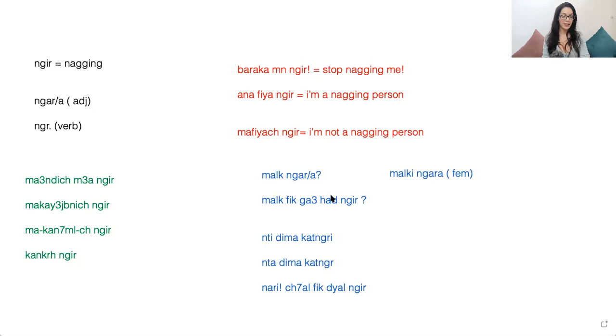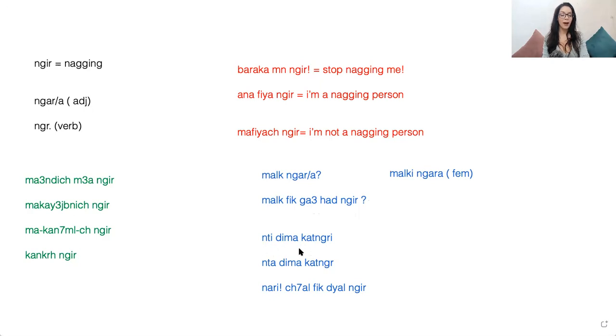This second one is more intense. "Malik fik ga'had ngir." You can say it to a female and you can say it to a male. Okay? So here is the "nti dima" category. We use the verb in present tense. So you are always nagging. In the past, in the present, and you are still nagging.